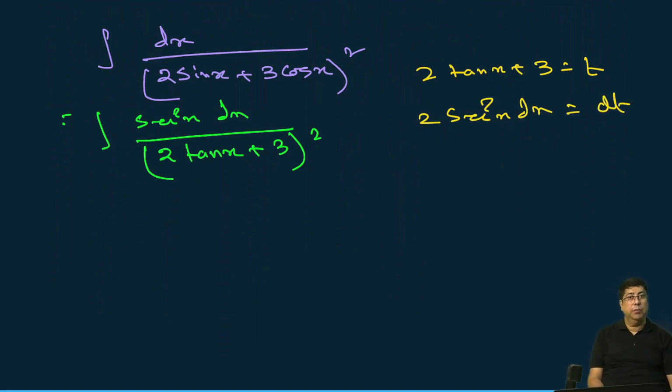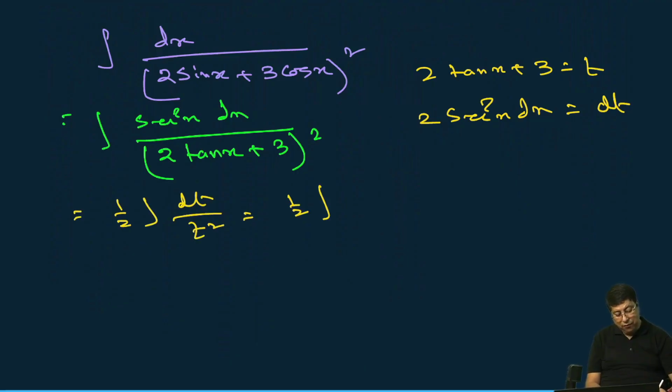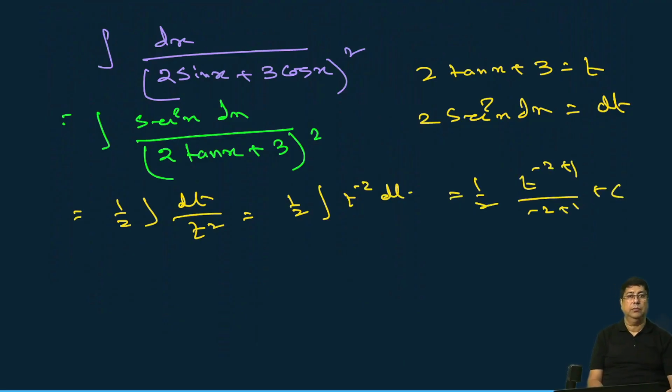Okay, everybody? So we did it. So we are getting here sec square x dx is dt by 2, by t square, so half t to the power minus 2 dt, that is half t to the power minus 2 plus 1 by minus 2 plus 1 plus c. In this way, we proceeded.